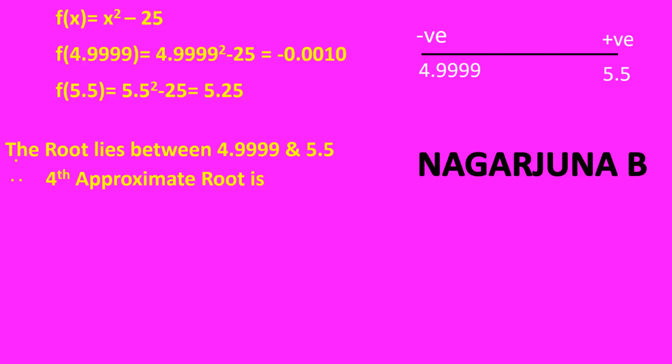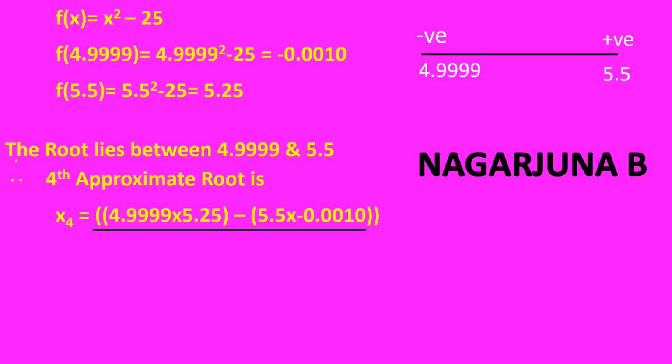So here a value is 4.9999 and f of a is minus 0.0010, b is 5.5, f of b is 5.25. Therefore we can write x4 is equal to open the bracket, open the bracket 4.9999 into 5.25, close the bracket, minus open the bracket 5.5 into minus 0.0010, close the bracket, close the bracket, divided by open the bracket 5.25 minus open the bracket minus 0.0010, close the bracket, close the bracket.